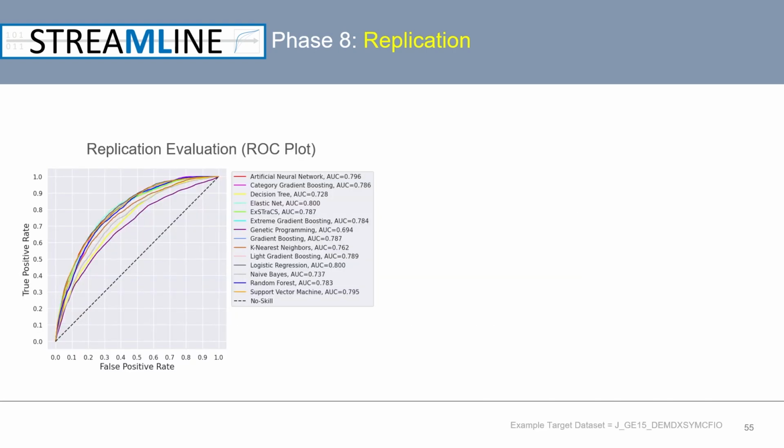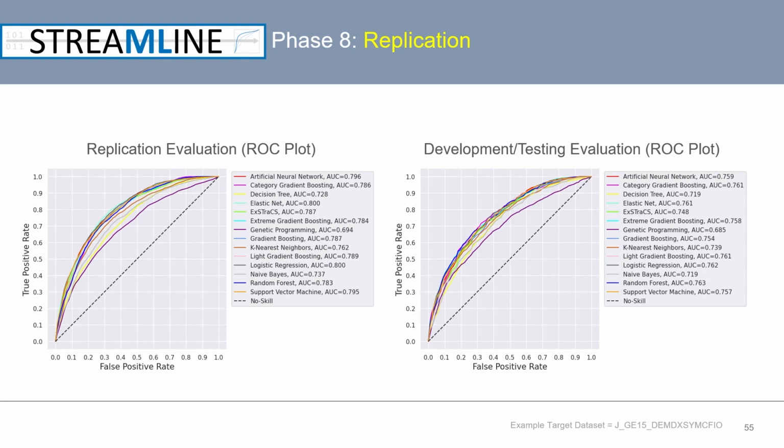Here we can see the ROC plot comparing average algorithm performance, now evaluated on the replication data. This is in contrast with the original plot evaluated on the corresponding testing dataset.